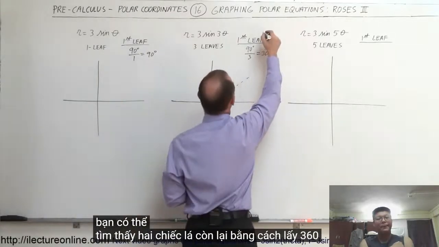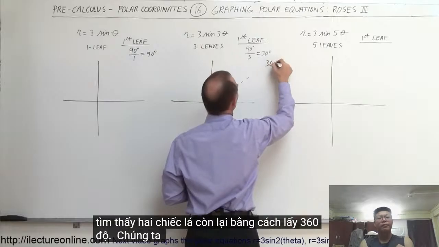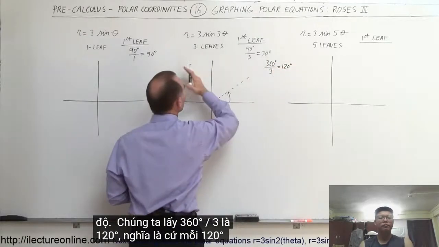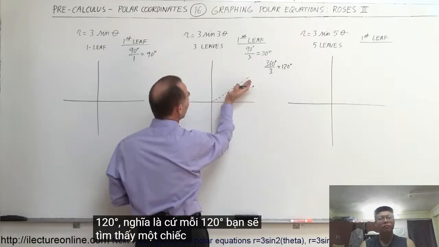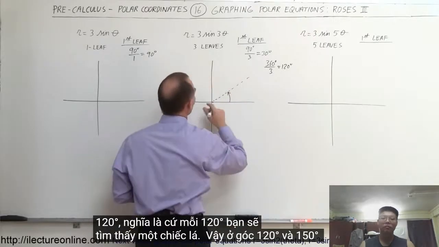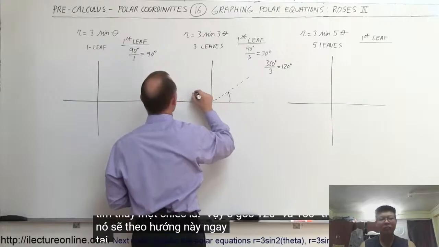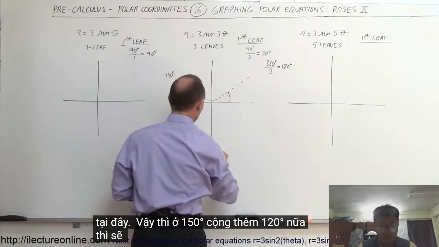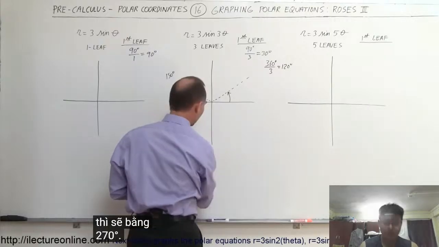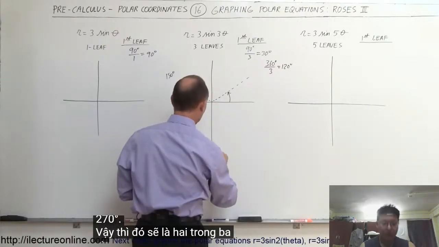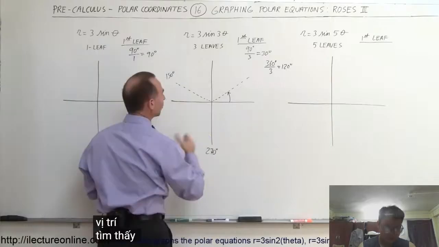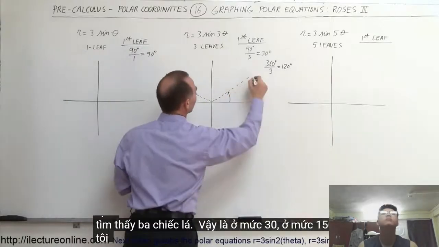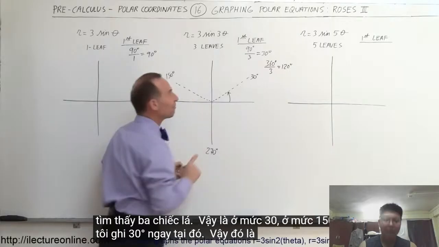The other 2 can be found by taking 360 degrees divided by 3, which is 120 degrees. That means that every 120 degrees, you will find a leaf. So at 30 degrees, then at 150 degrees, which would be in this direction right here, and 120 degrees to that would be right here, at 270 degrees. So those would be the 3 locations where the 3 leaves are found: at 30, at 150, and at 270. Let me put 30 degrees down right there. So that's how we find the location of the leaves.